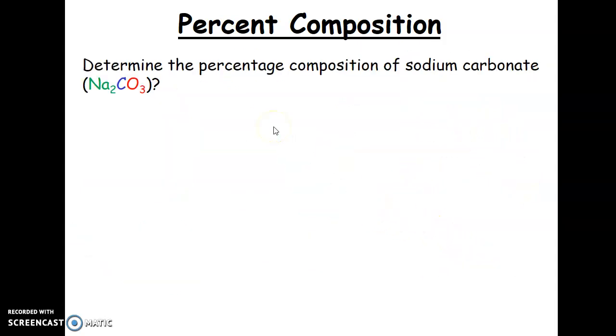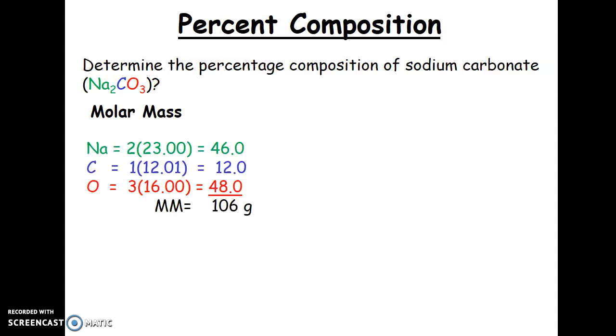All right, the teacher will now give them this practice example and ask them to work in groups. Now you will go through this one by one. Sodium carbonate. Sodium is Na. It has a subscript of 2, multiplied by 23 from the periodic table, which gives us 46. Carbon is 12. There is only 1 carbon, so 1 times 12.01 will give us 12.